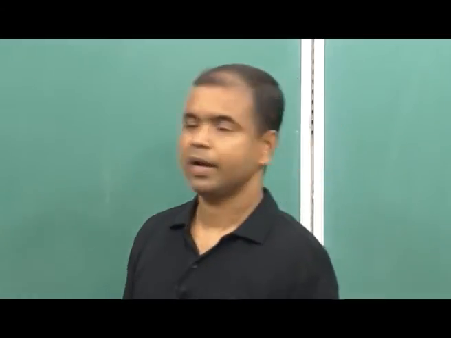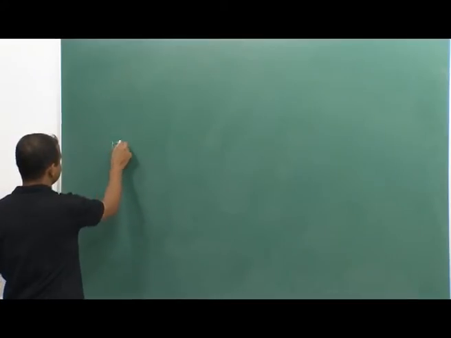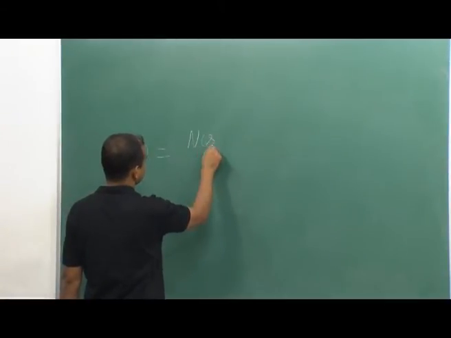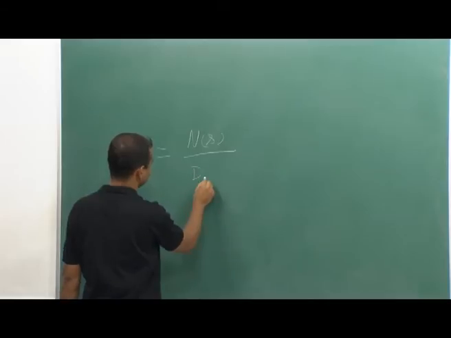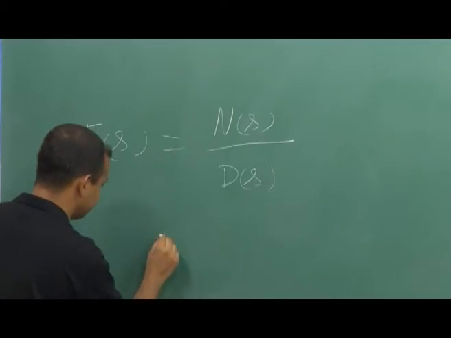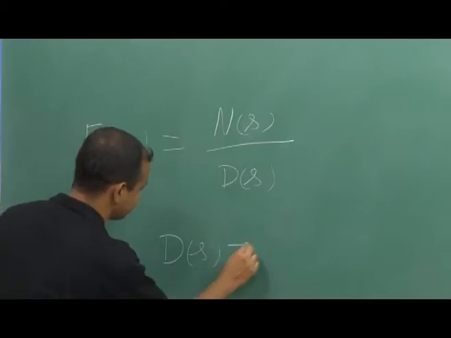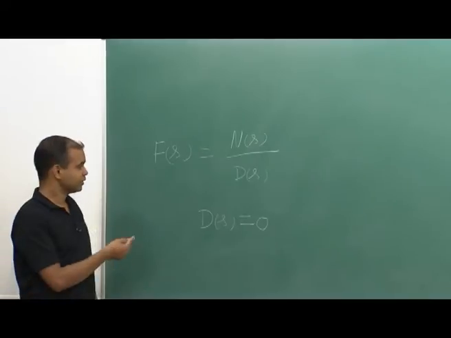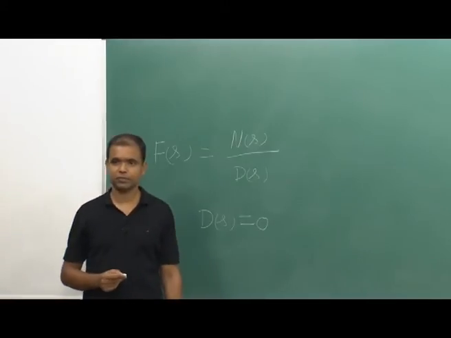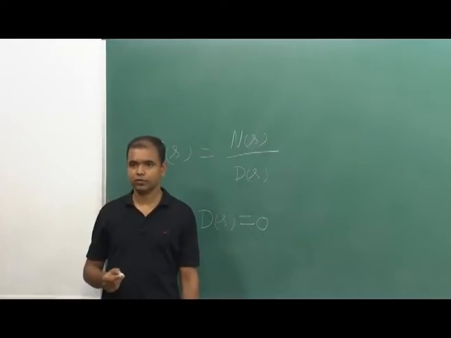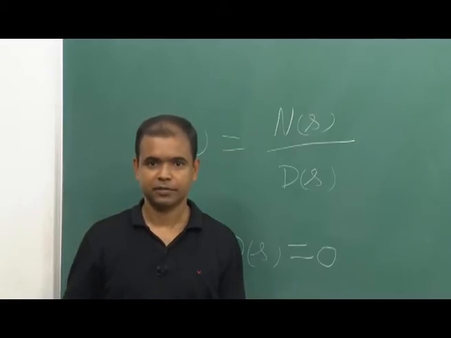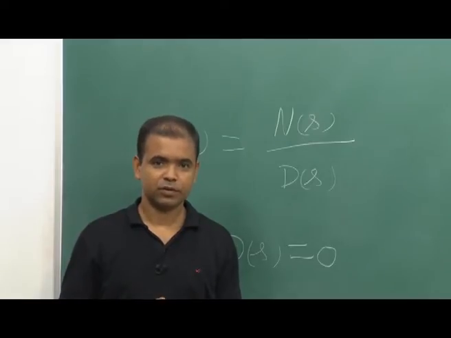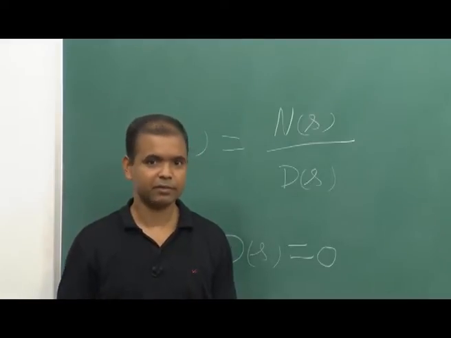If we have a system with the transfer function F(s) = N(s)/D(s), and I equate this D(s) to 0, I call this the characteristic equation of the transfer function, and the roots of this equation are known as the poles of the transfer function. For a system to be stable, the poles of this transfer function must lie in the left half of the s plane.